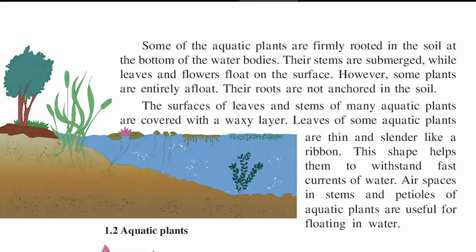The surfaces of leaves and stems of many aquatic plants are covered with a waxy layer. Leaves of some aquatic plants are thin and slender like a ribbon. This shape helps them to withstand fast currents of water. Air spaces in stems and petioles of aquatic plants are useful for floating in water.